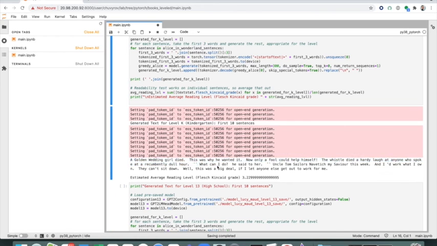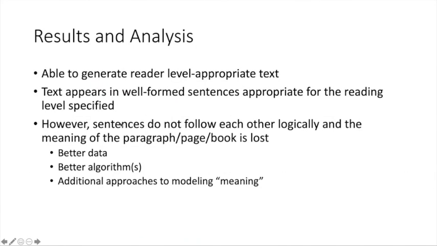Here the sentences are very short and fairly well formed. However, as I point out in my results, switching back to the slides, they don't really follow each other logically, and the meaning of the paragraph and the page in the book is sort of lost in the model that I have created. To get around that, as I suggest in my further research, one should come up with better data, provide better algorithms, or potentially provide additional approaches to modeling the meaning of the paragraph and the story to the algorithm. And that is all I have.